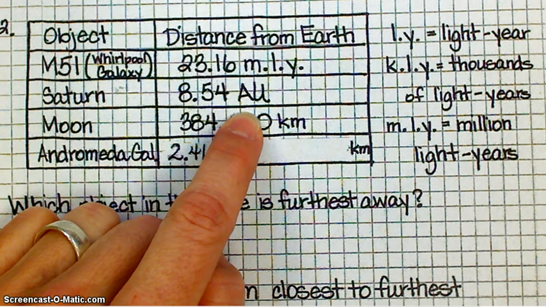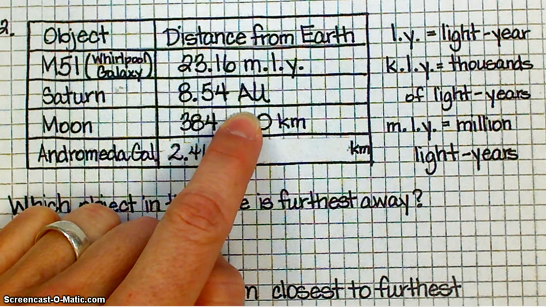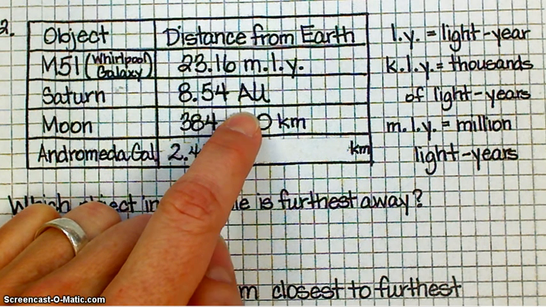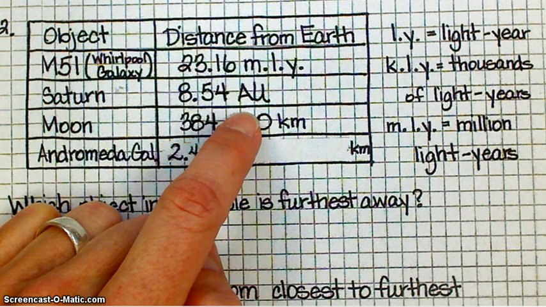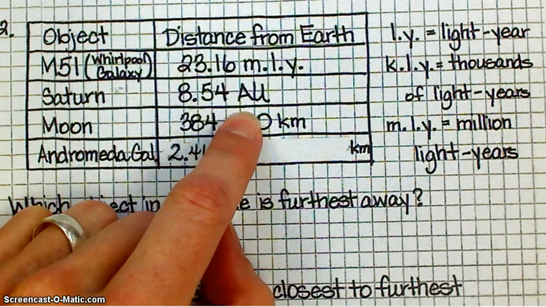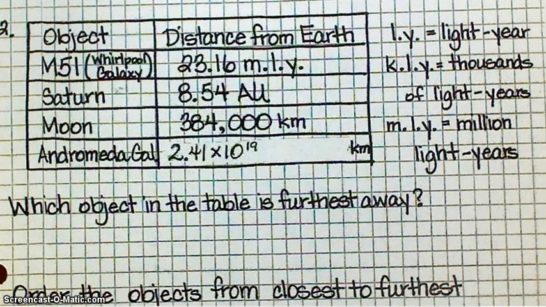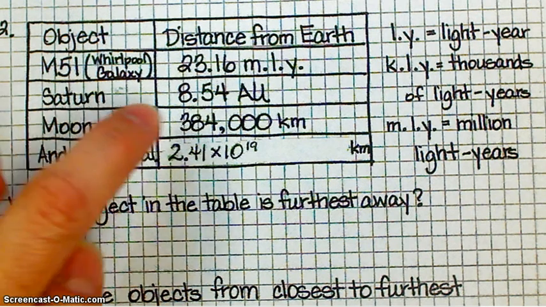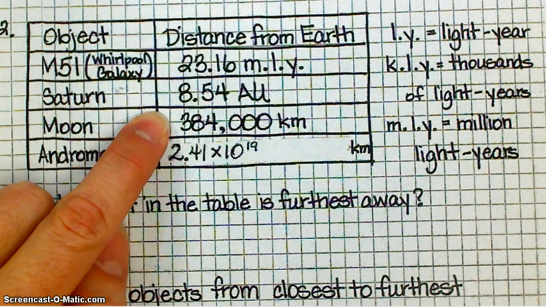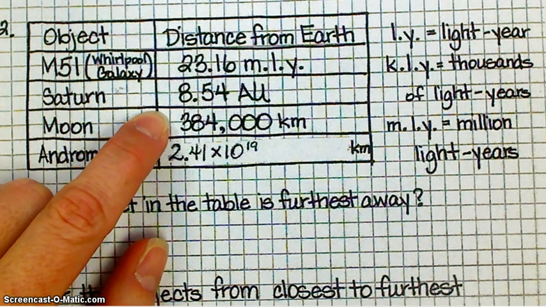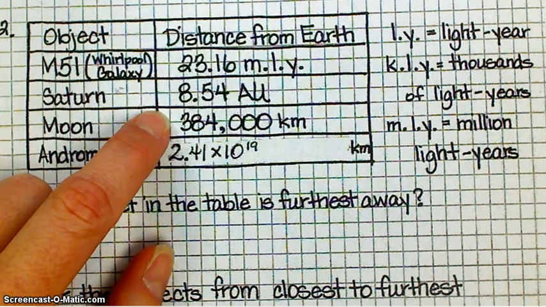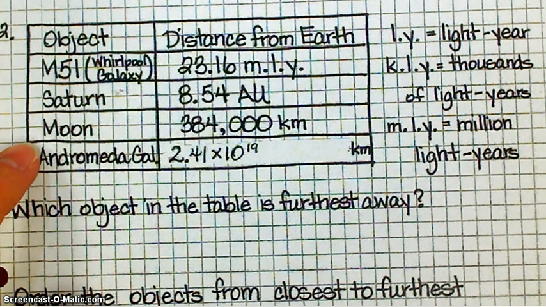Remember from page 280 and 281 that AU stands for astronomical units, which is a common unit that we use when we're talking about distances within our own solar system. Because 1 astronomical unit is the distance that the Earth is from the Sun. And so this is basically saying Saturn is 8.5 times further from the Sun than we are. Okay, so that's a convenient way of thinking of it.